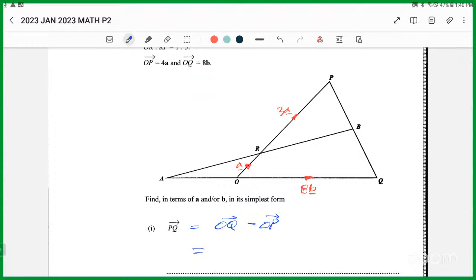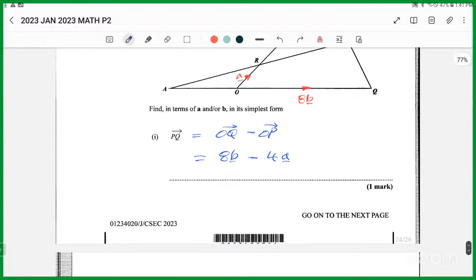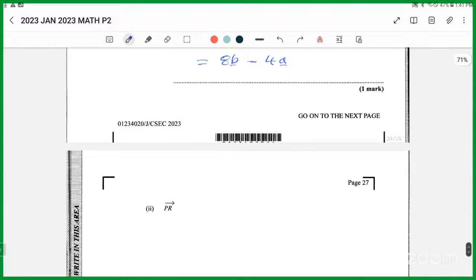The OQ is this 8B, minus the OP, which is 4A. This implies PQ. All right? So the vector down here is PQ. This is the midpoint.